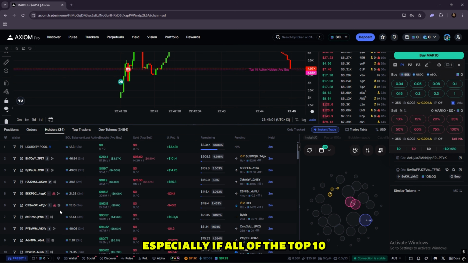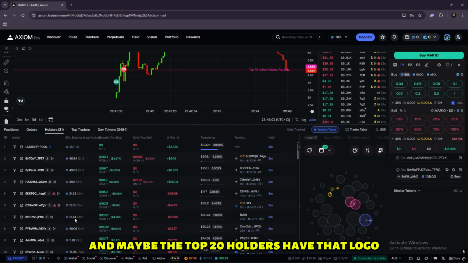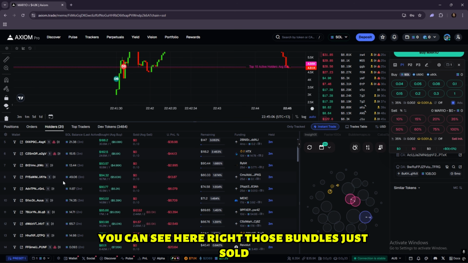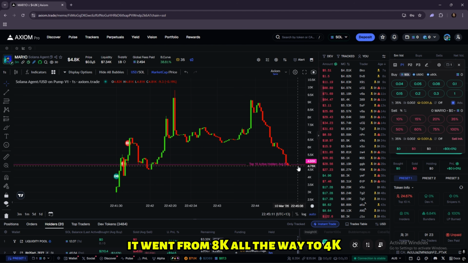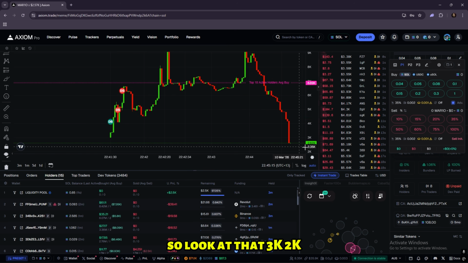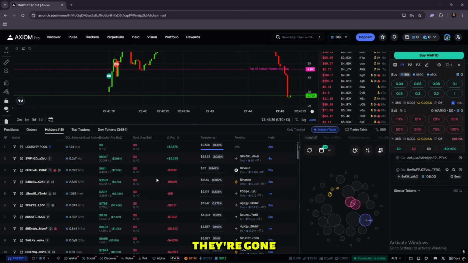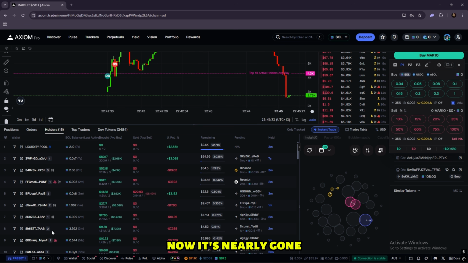Especially if all of the top 10 and maybe the top 20 holders have that logo, then it's not a good sign. You can see here, right? Those bundlers just sold and you can see what happened to the chart. It went from 8K all the way to 4K. So look at that, 3K, 2K. All the bundler logos, they're gone. It was all full of bundles, now it's nearly gone.